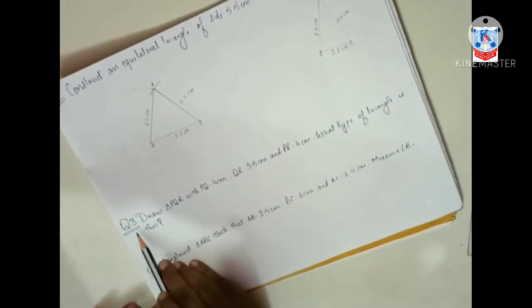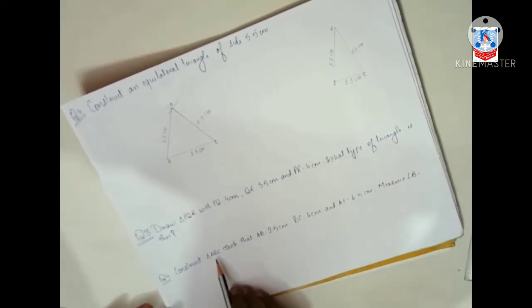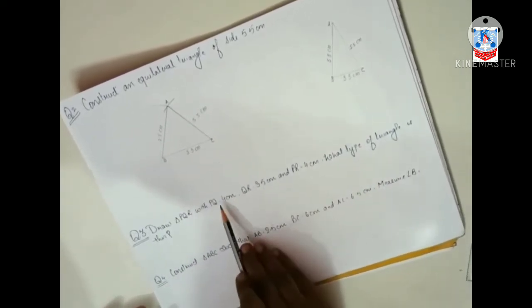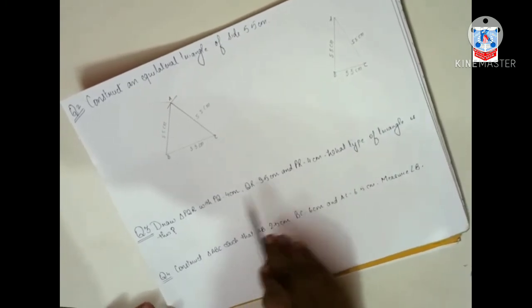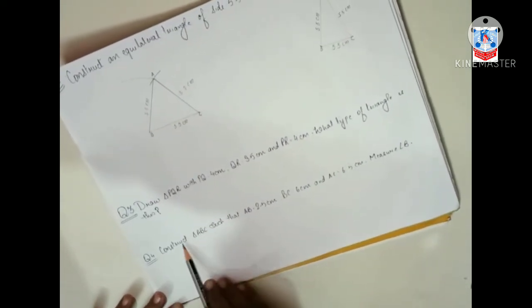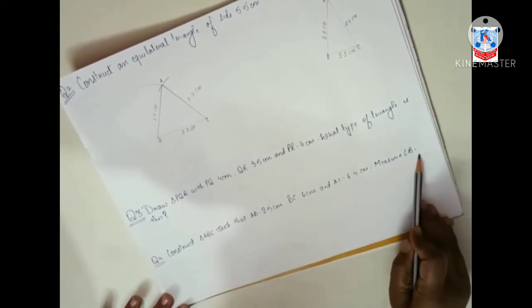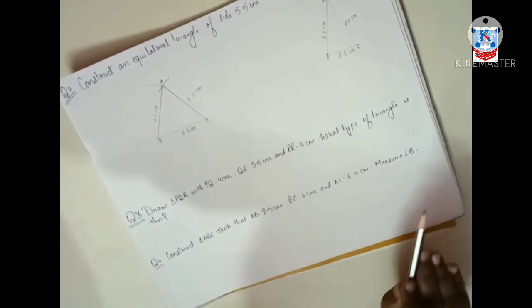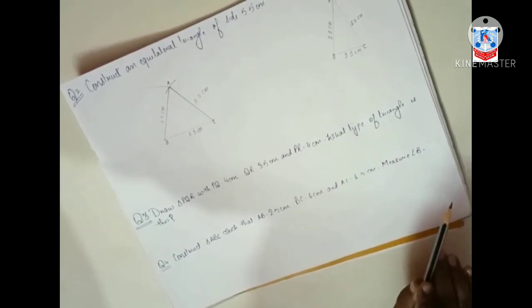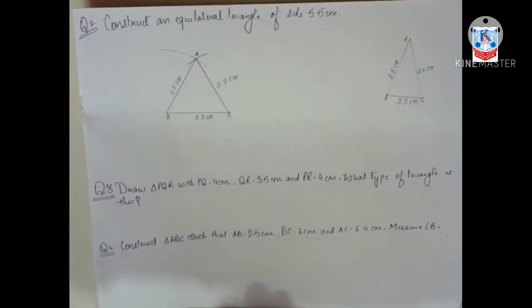Okay. Now question number 3 and question number 4. This is your homework. Now you see, in question number 3, two sides are equal, PQ and PR. That means there is an isosceles triangle. And question number 4, after constructing the triangle ABC with the given measure, you will measure angle B with the protractor. Okay. Here also you will write the steps by your own.